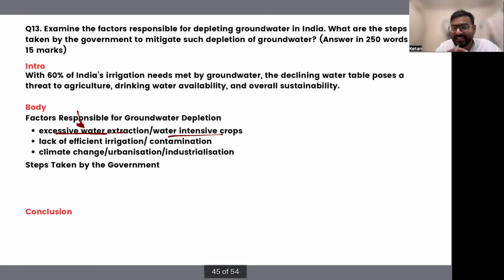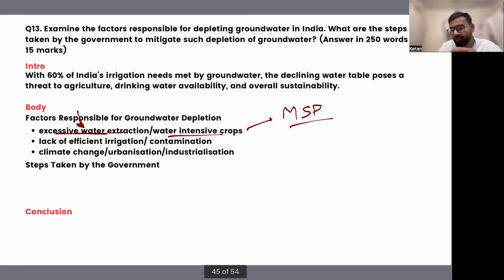Also, water intensive crops. In many areas where the groundwater table is not very high, even those areas grow water intensive crops, again due to various factors like MSPs, which leads to growing of water intensive crops in water deficit areas. For example, you're growing rice in Haryana and Punjab, or growing sugarcane in Maharashtra region, all that can lead to depletion of groundwater.